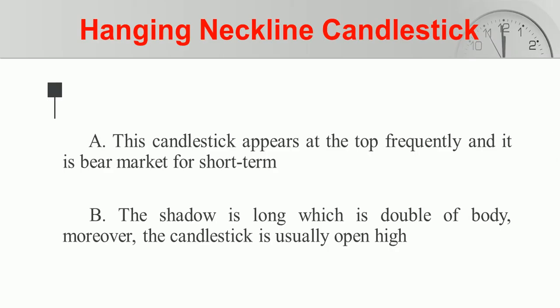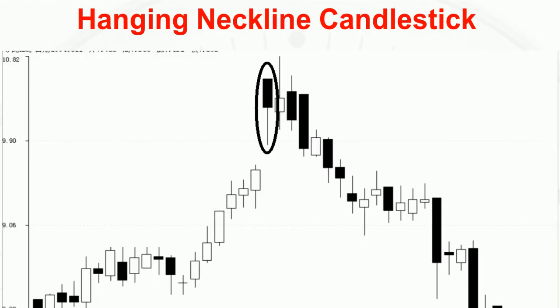Let's see the next one, the hanging neckline candlestick. This candlestick appears at the top frequently, and it signals a bear market for the short term. So if you see this candlestick appear at the top, you should know that for the short term, the market is still bearish. The shadow is long, double the length of the body, and it usually opens high. What does that mean? Like this one. We can see this neckline candlestick appears at the top. The price will go down.